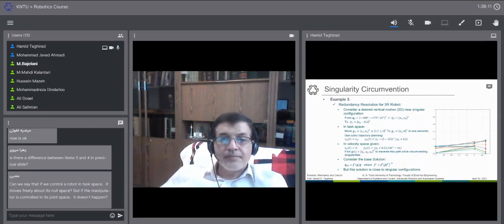I'm saying in this optimization, it looks to me that it's just for finding the inverse of the Jacobian in an optimal manner. So I was thinking why we include the kinematic constraint as well.